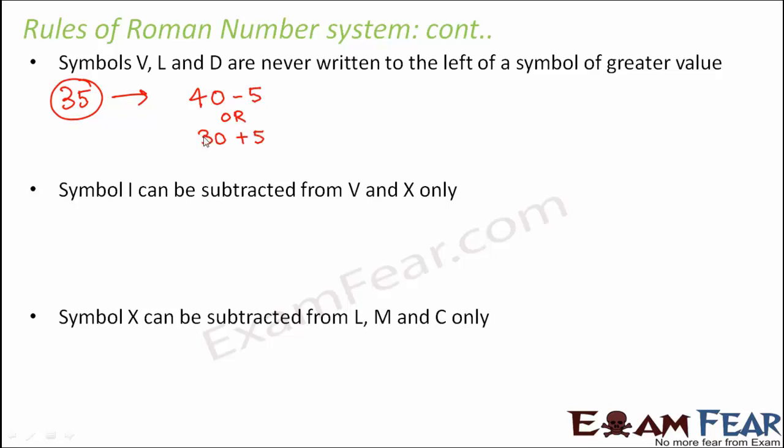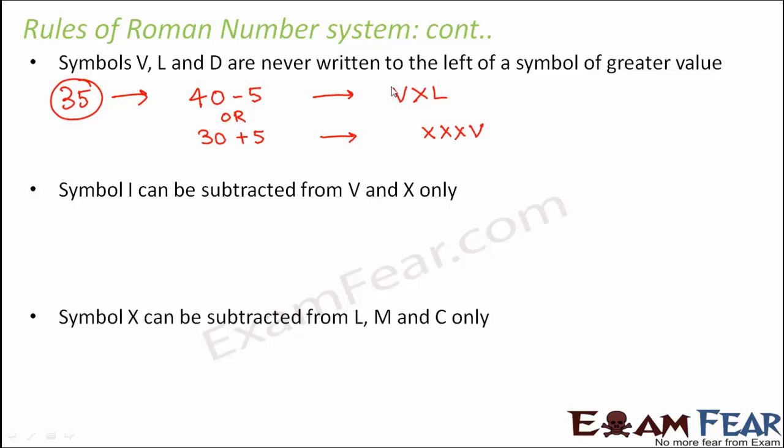Now, how do we know which one to choose? Because if you write it as 40 minus 5, then how would the symbol be? What is 40? Just now we wrote that this is 40, right? And what is 30? This is how we write 30. So if we write it in this form, in that case we have to write 5 on the left hand side of this. So that means basically you will have to write V here. So that is how it will be 40 minus 5. And in this case, if you want to write 30 plus 5, you will have to write 5 on the right hand side of this.